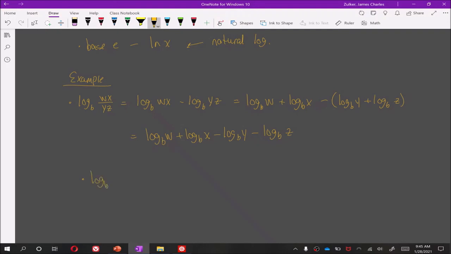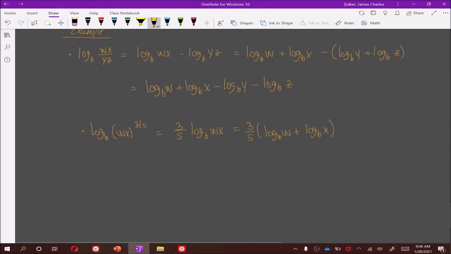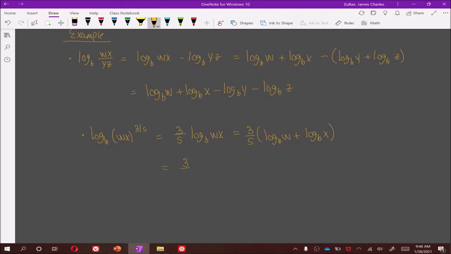If we had log base b of wx raised to the 3/5, we can write this as 3/5 times log base b of w times x, which would be 3/5 times the quantity log base b of w plus log base b of x. And then, of course, that 3/5 could distribute through, and we'd have 3/5 log base b of w plus 3/5 log base b of x.